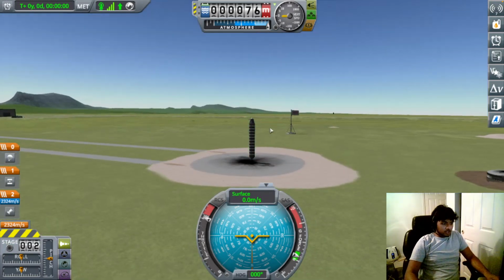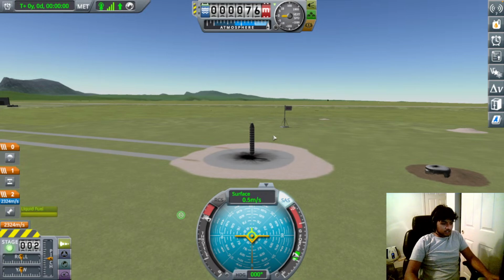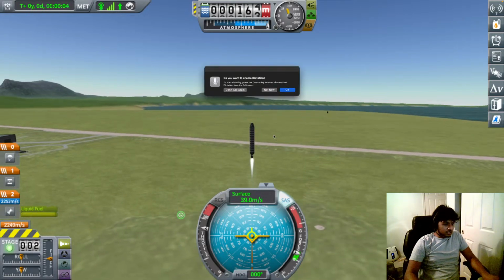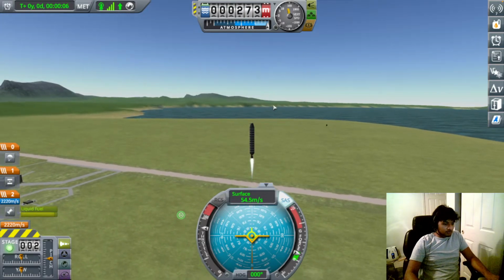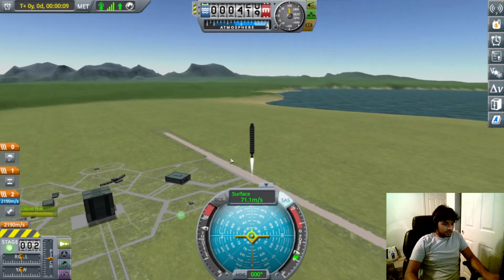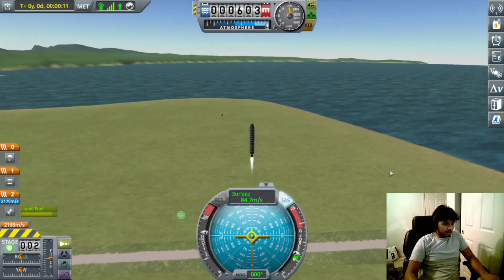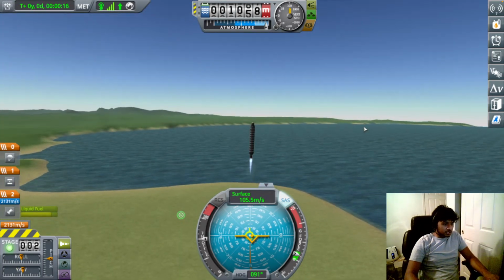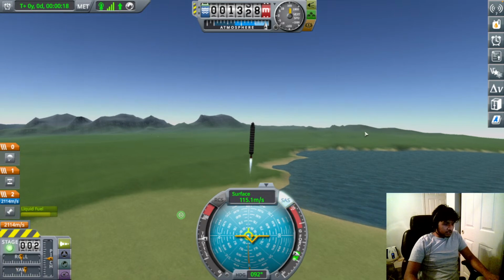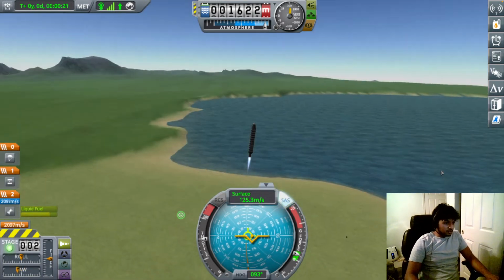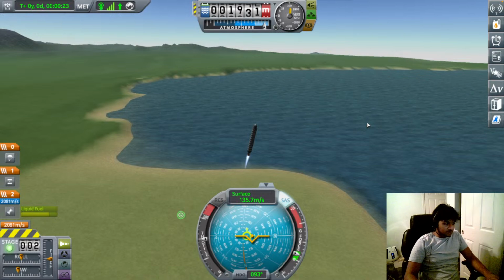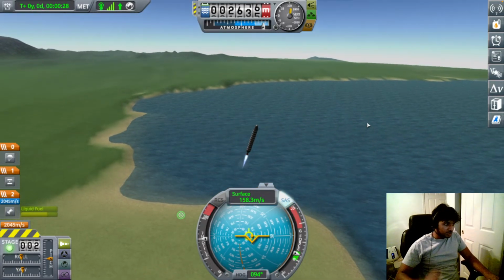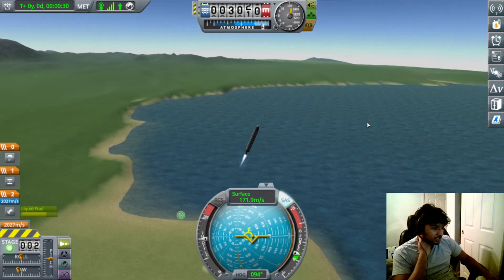Throttle up to 100. Turn on the SAS. Let's launch. Whew, we are getting some serious delta V out of this. Wow. Okay. Let's conserve the fuel that we have to a solid cruising altitude of 100 meters per second. We're going to start our tilt to the east. Excuse me. Still have plenty of delta V here.